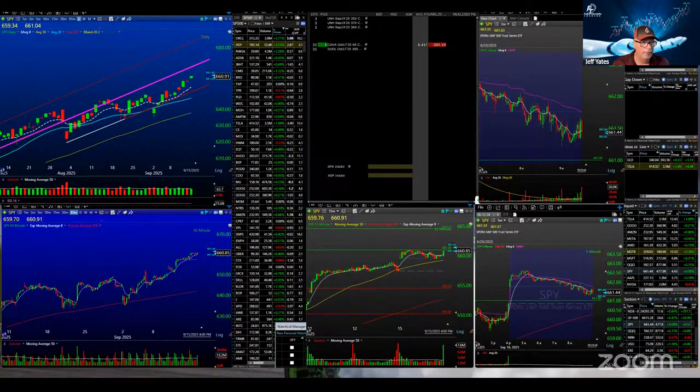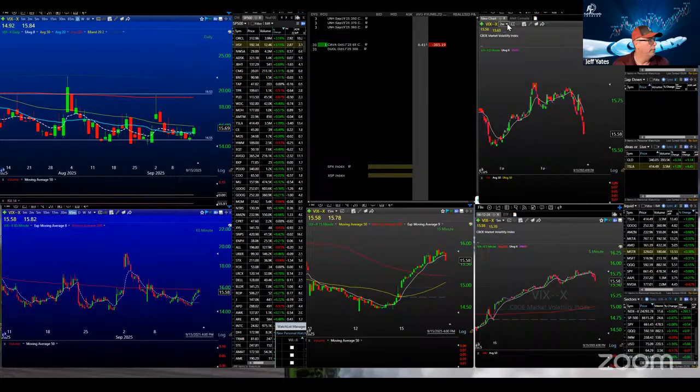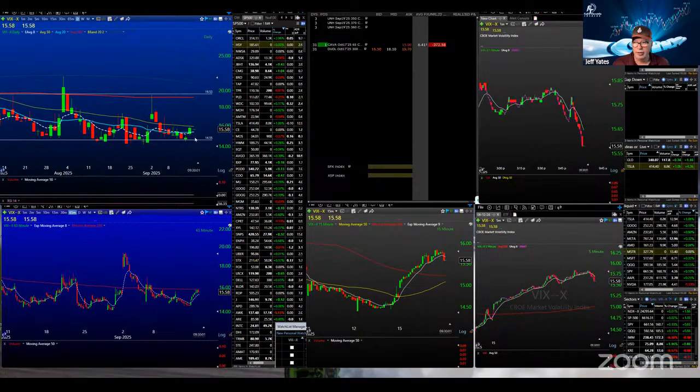VIX. We're going to open here in about 5 seconds. Let's pull the VIX up. Let's go to a 1 minute. Check the gap, see which direction to do this. Remember, yesterday the market gapped up, and what did the VIX do? Gapped up. Was that the right thing to do?